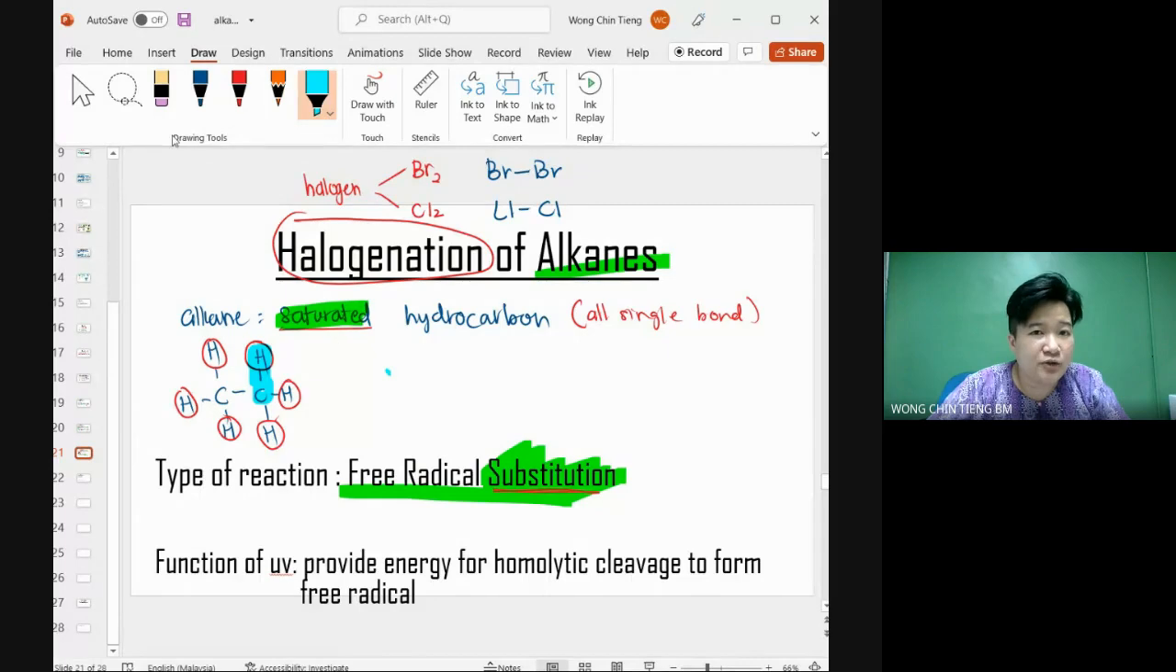Remember carbon and hydrogen, they have a similar electronegativity. So bila dia ada similar electronegativity, remember this word? Homolytic cleavage, heterolytic cleavage. Soalan saya, carbon and hydrogen electronegativity is similar, kita akan pilih heterolytic cleavage atau homolytic cleavage.